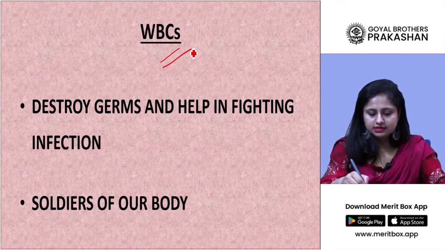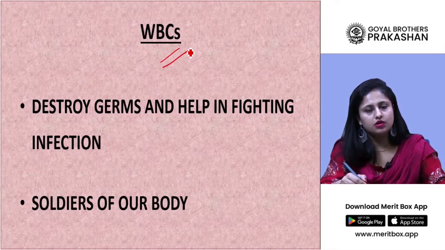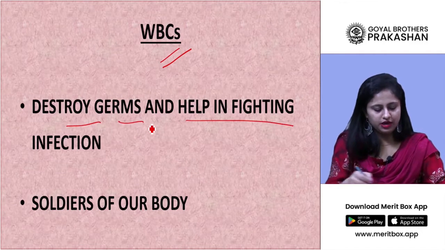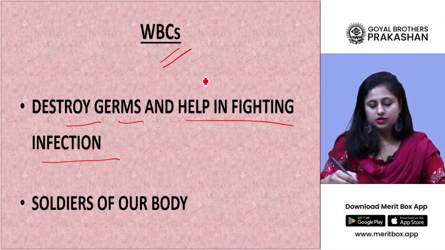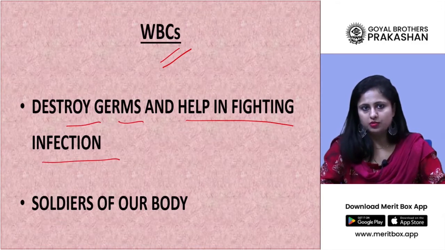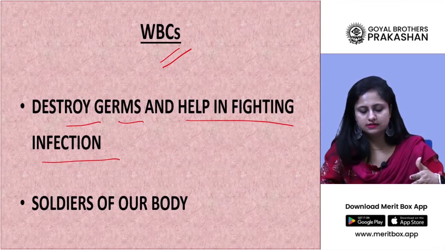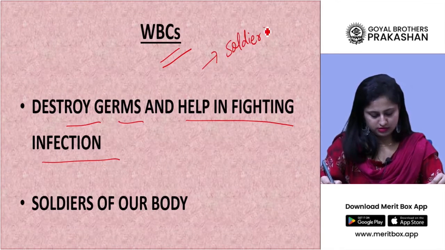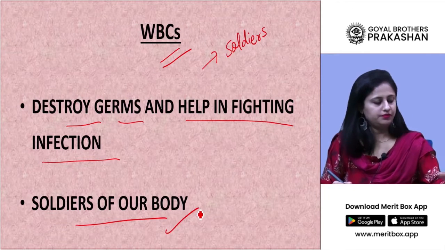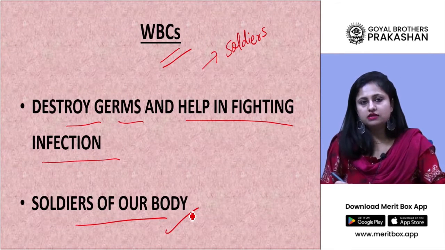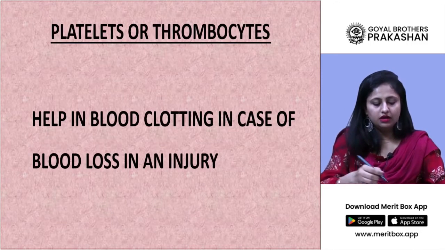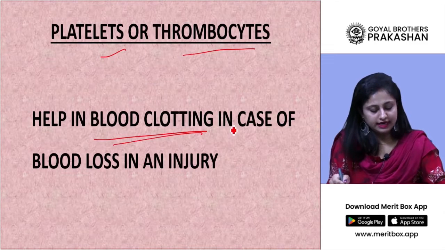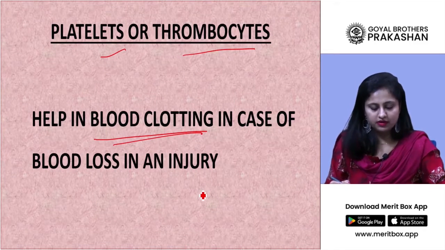Next, WBCs, or white blood cells, or white blood corpuscles, or leukocytes. They destroy germs and help in fighting infection. Whenever you have an infection in your body, the number of WBCs increases, right? Therefore they are known as the soldiers of our body, because they protect you as soldiers do. Next, platelets or thrombocytes. They help in blood clotting in case of blood loss in an injury, right?